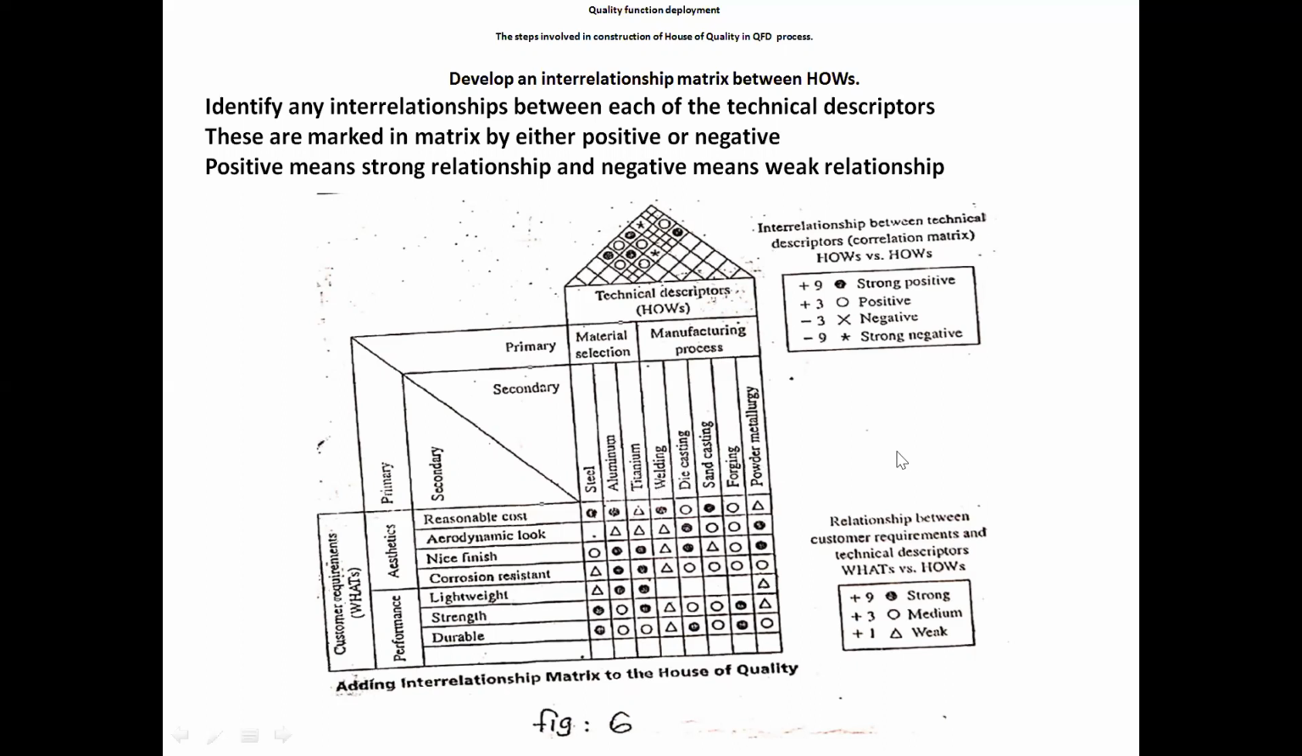So first step, we say the what requirement. Second step, the how requirement. Third step, the relationship between what and how. Fourth step, the relationship between how and how. If it is a dark one, it is called strong positive. If it is a dull one, it is positive. Cross means negative. Star means strong negative. Here, strong, medium, weak are applicable. So four steps are over.